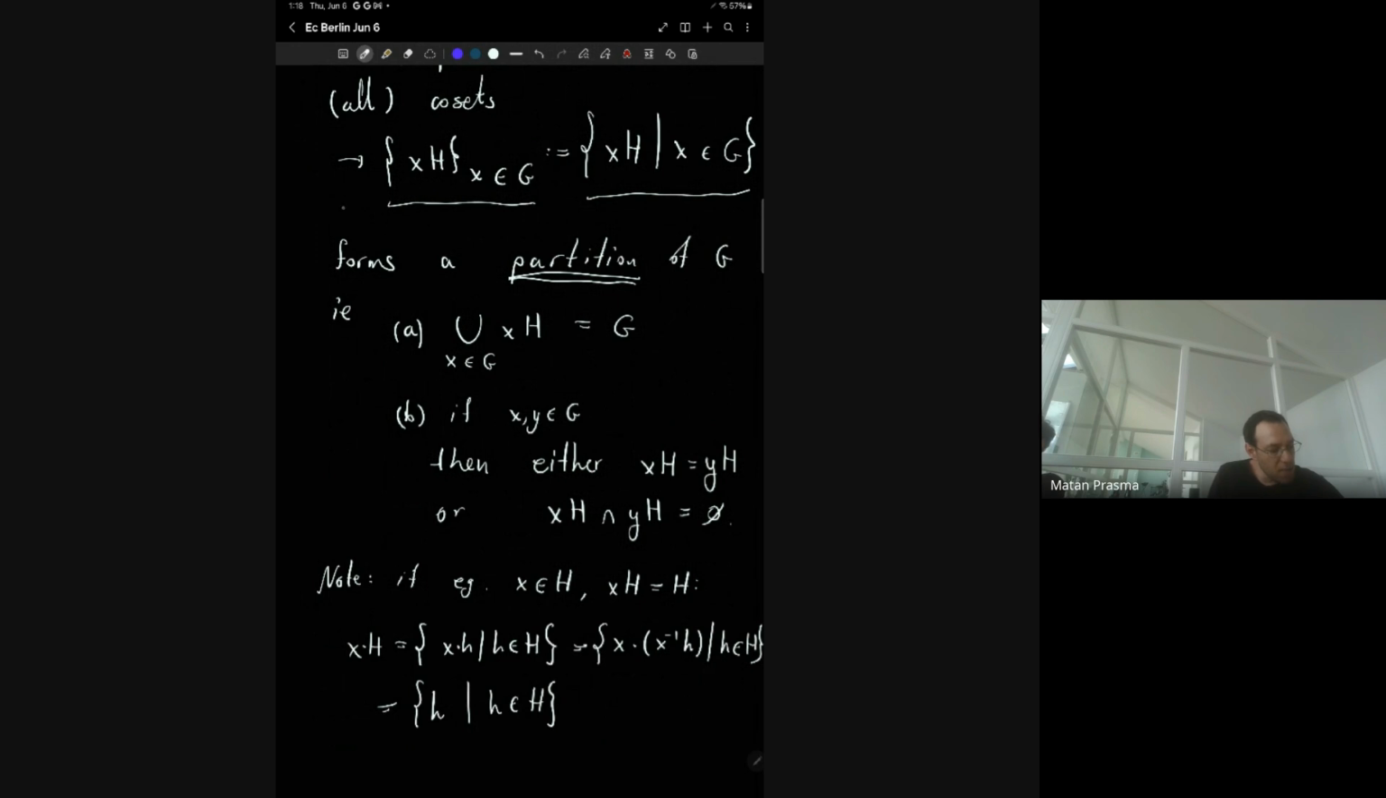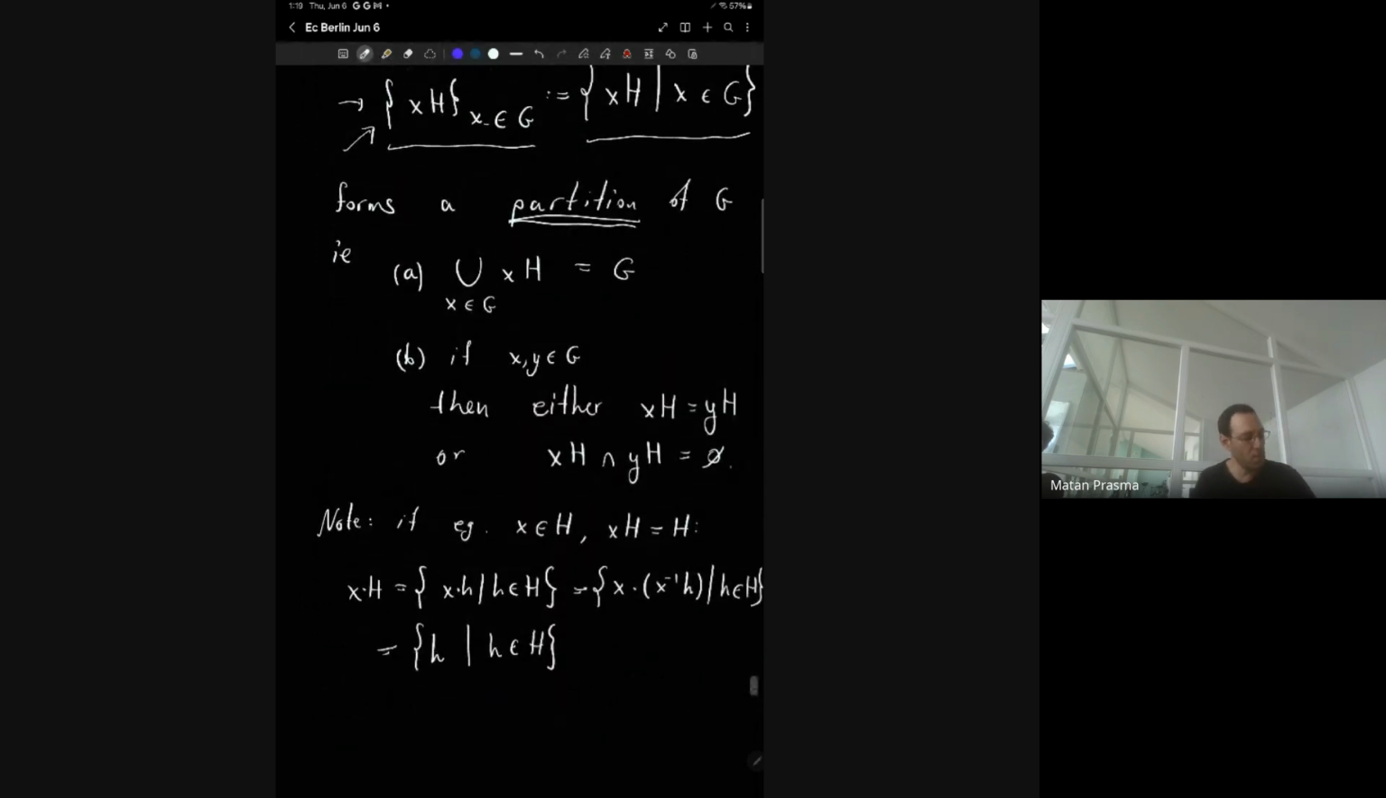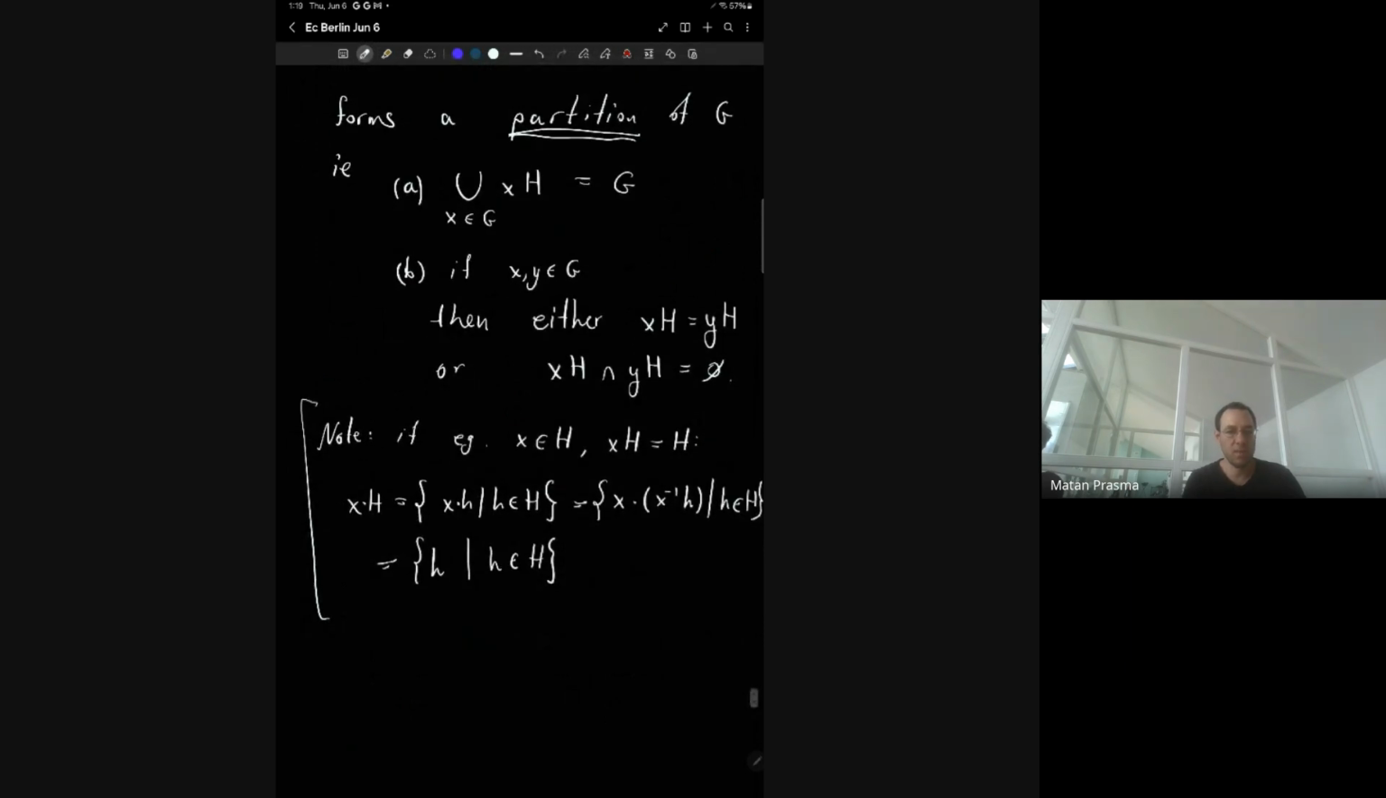So in other words, here you have a lot of repetitions. But remember, a set is something that ignores repetition. So it's handy to write it like this: xH for x in G, and not worry about repetition. Because I write it as a set, it means that I omit all the repetitions. Okay, so back to the proposition, and let's see how it goes.